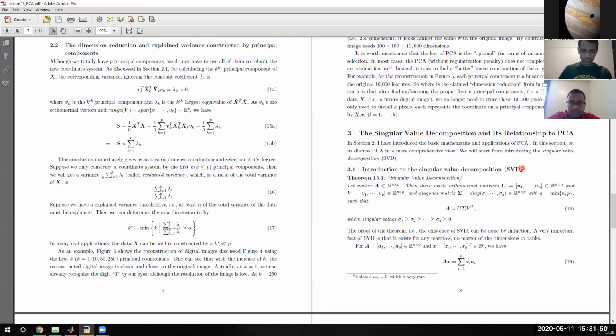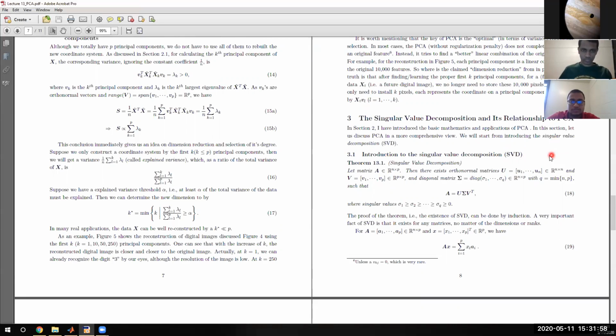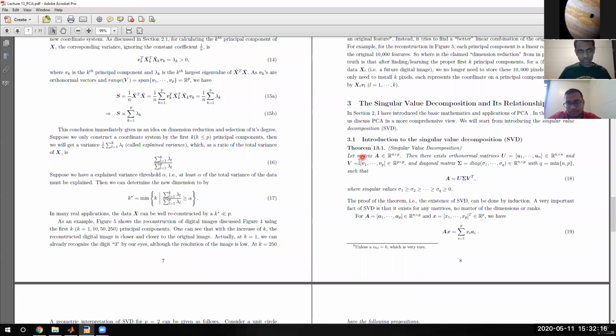And personally, I believe this is the most important decomposition in linear algebra, even more important than QR decomposition or factorization. Okay. By the way, nobody calls it SV factorization, but for QR, many people call it QR decomposition. Personally, I like it to be called QR factorization. But here, everybody calls it singular value decomposition. Okay, so singular value decomposition is this.